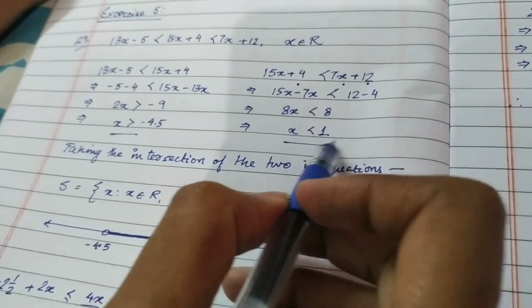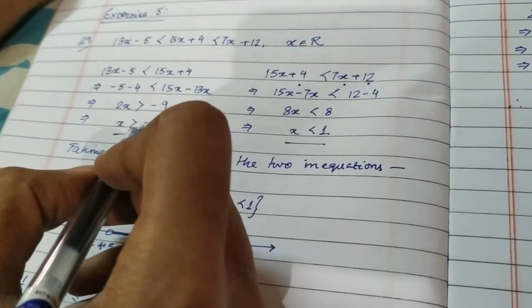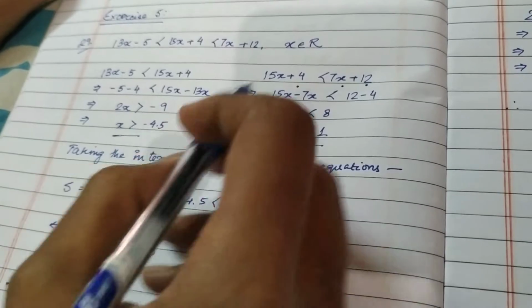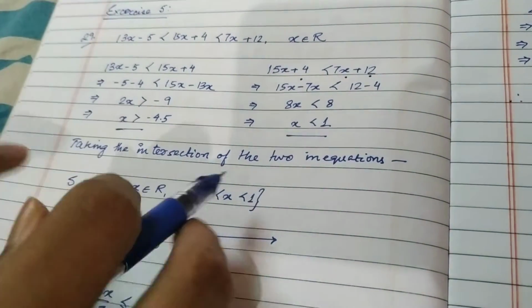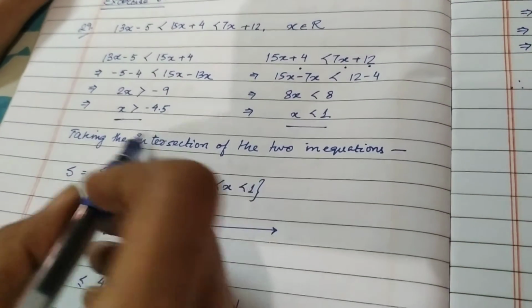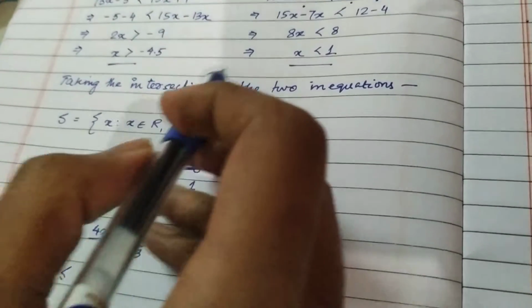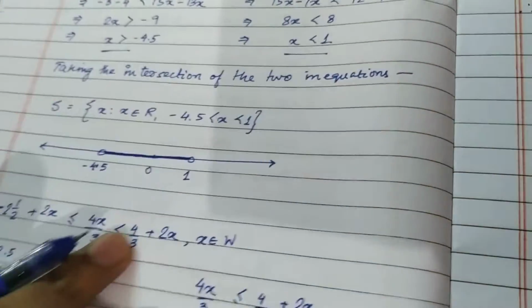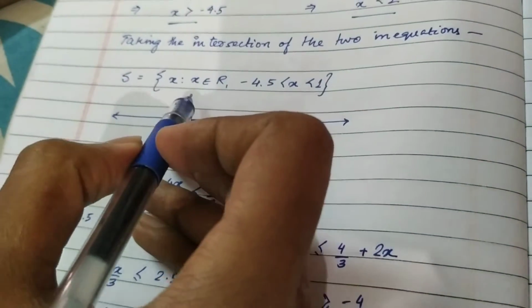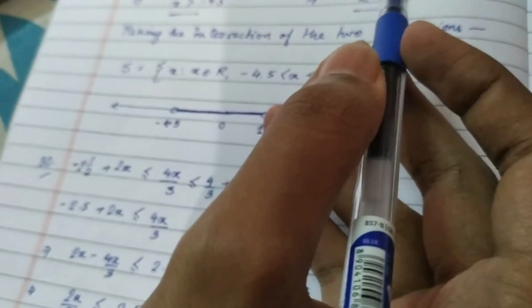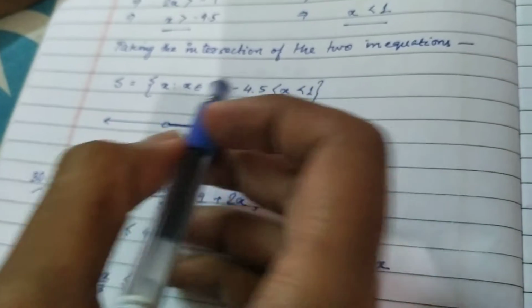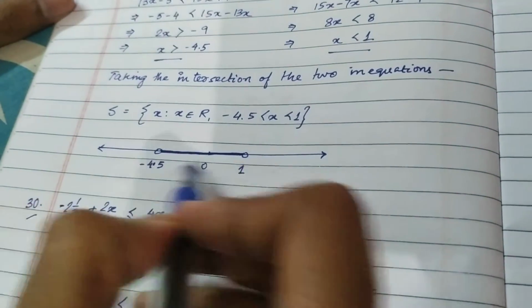So we have x being less than 1 and x being greater than minus 4.5, and x is a real number since x belongs to R. So if you take the intersection, we'll see that it will go from minus 4.5 till 1. So we write it in set builder form, since we cannot write all the real numbers from minus 4.5 to 1. And similarly, we draw the number line.